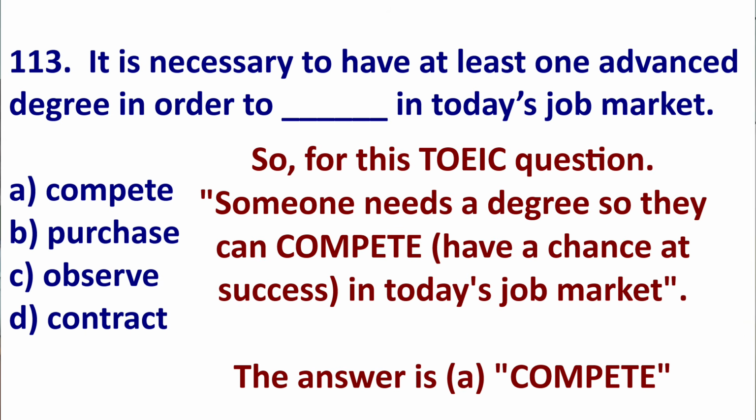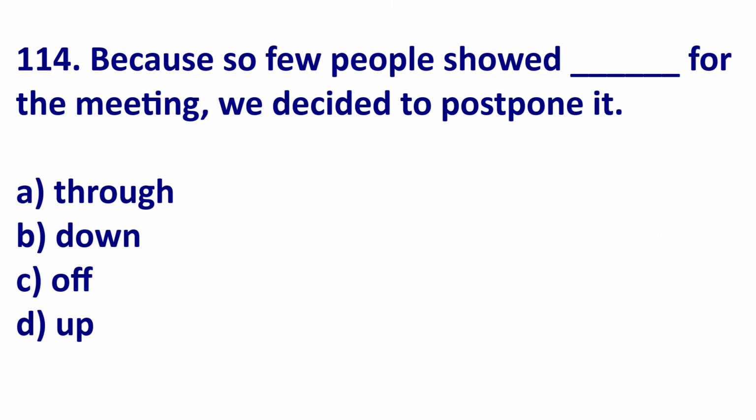So if we look at today's question in TOEIC, you need a university degree or a degree so you can compete in today's job market in order to have a chance. So in order to compete. So the answer is A. Let's go to 114.